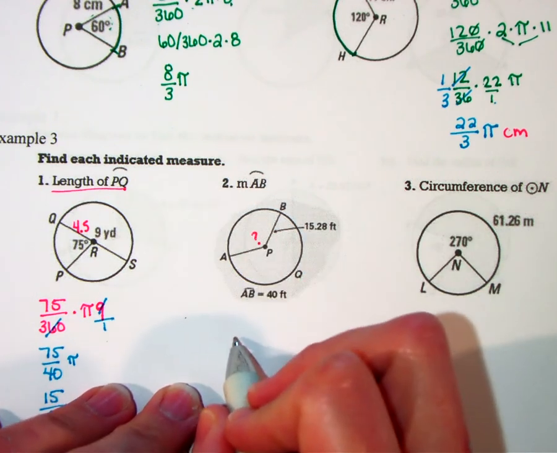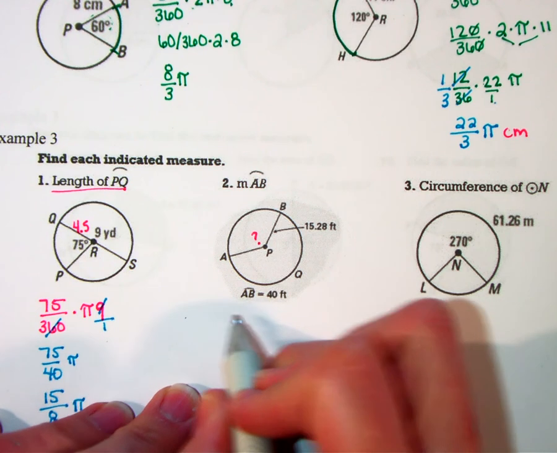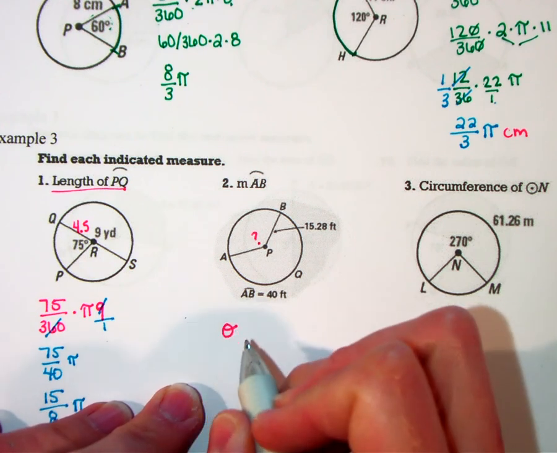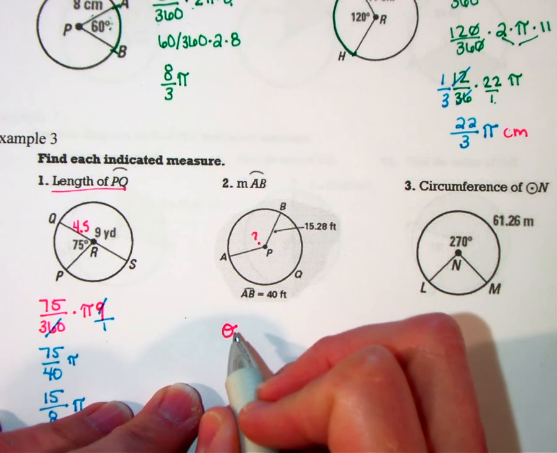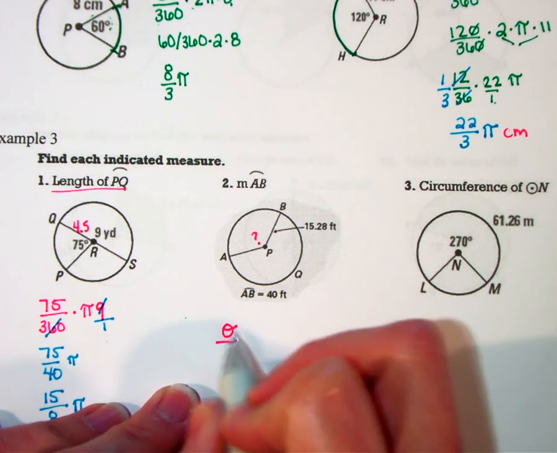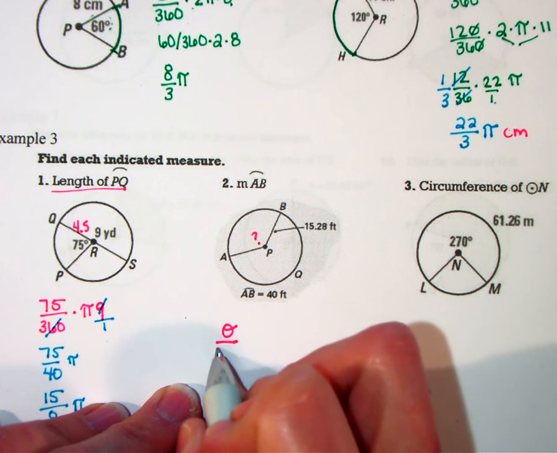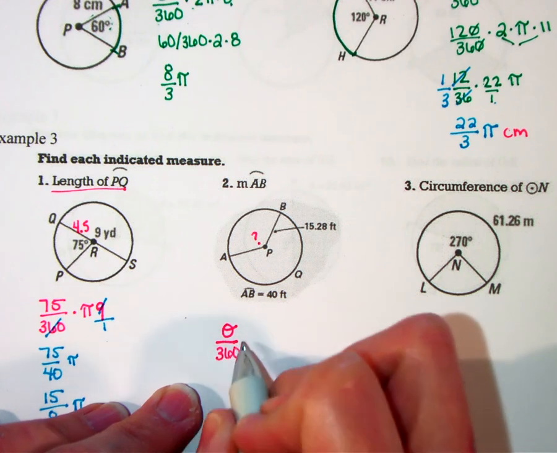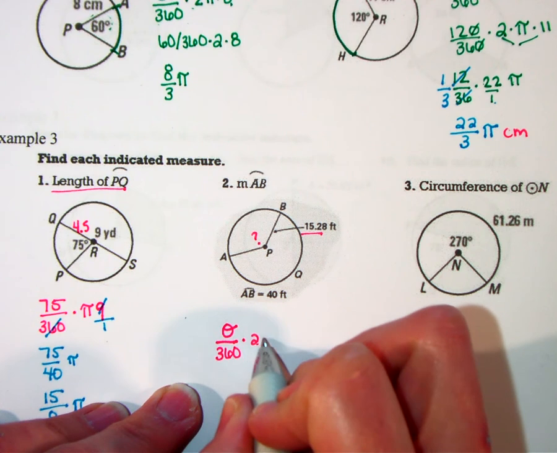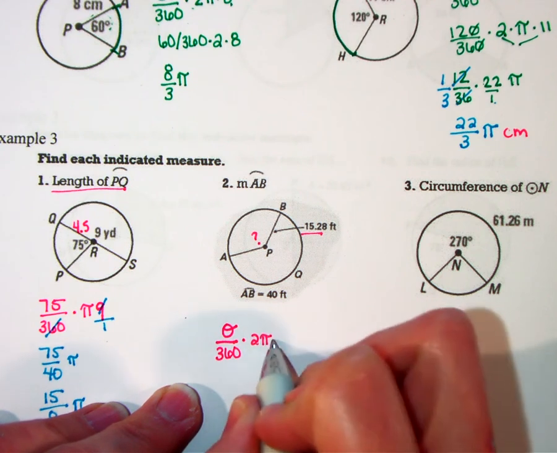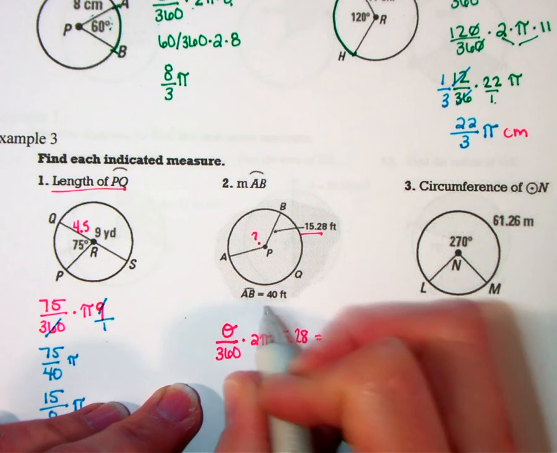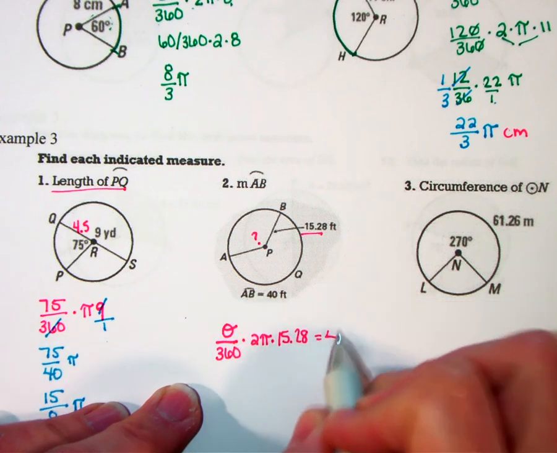Now, what you're going to see in later classes is they're going to use that theta that we used a couple of times with trig. So you're going to see that theta, but you can just put an x there. It might be easier for you to have an x there, but that's a theta. It's not a 0. It's kind of like that cursive O over 360 times, now here's our radius, times 2 pi times 15.28, and that equals 40. So here's the measure of the arc. Or sorry, the arc length is right here.